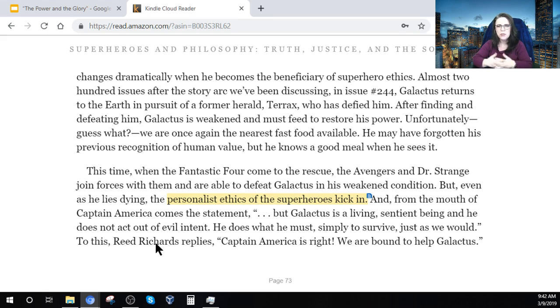And in order for us to help meet this challenge, they take us back to another encounter where the Fantastic Four, the Avengers, and Doctor Strange encounter Galacticus again. He's dying, and everybody could let him die, and they'd never have to worry about Galacticus threatening Earth or any other planet for that sake. And yet, as he's laying there dying, the personalist ethics of the superheroes kick in. And Captain America says, but Galacticus is a living, sentient being, and he does not act out of evil intent. He does what he must simply to survive, just as we would. Reed Richards stops to think about what Captain America is saying, and Richards says, Captain America is right. We are bound to help Galacticus.